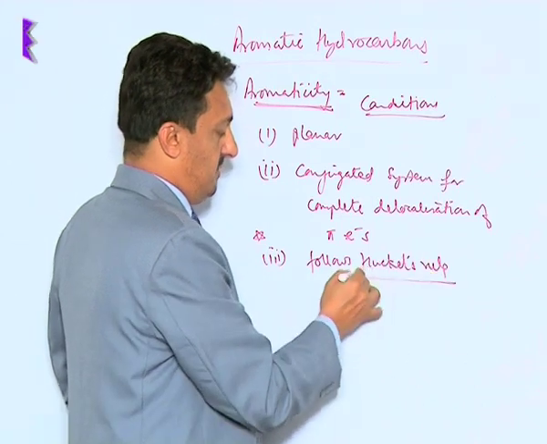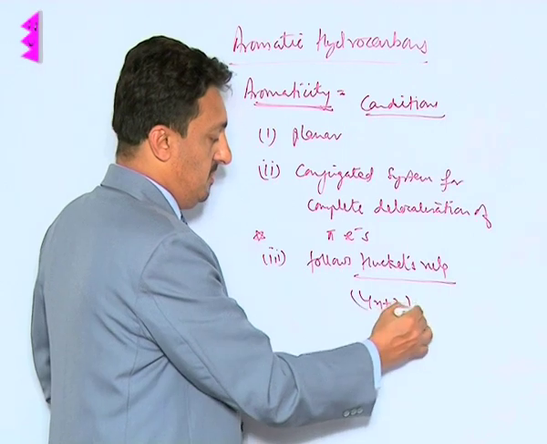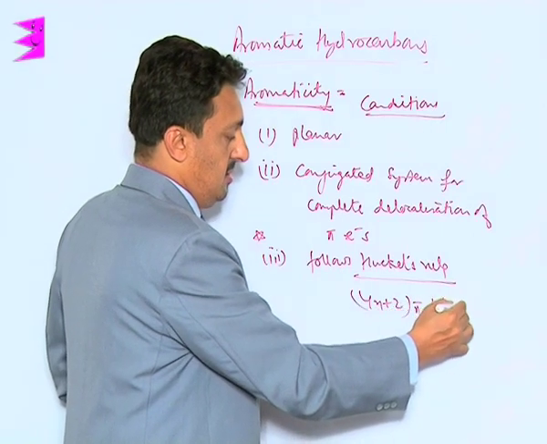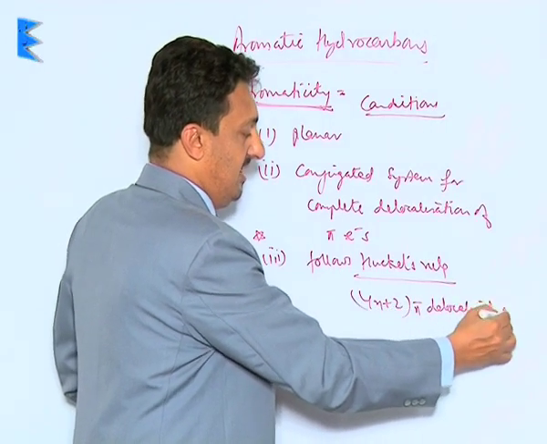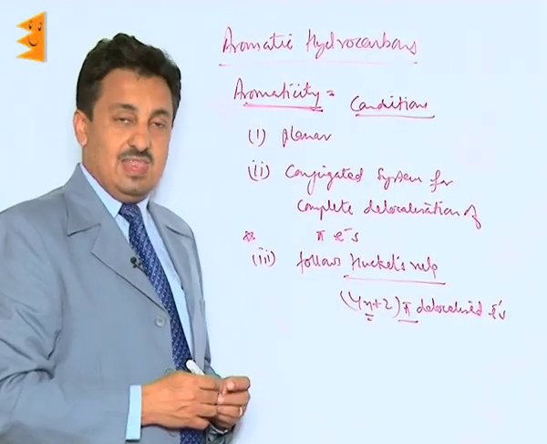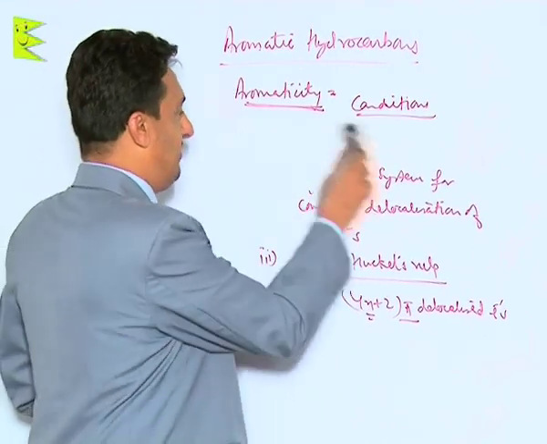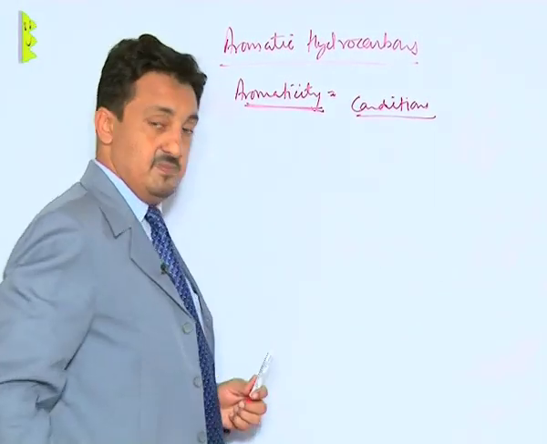Huckel's rule, which says they must have 4n plus 2 pi delocalized electrons, where n is any integer. It can be 0, 1, 2, 3. Now let us see the examples which follow these conditions.